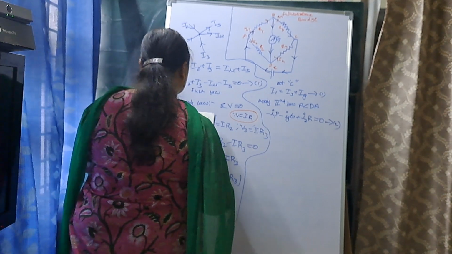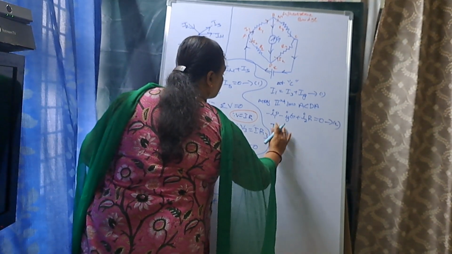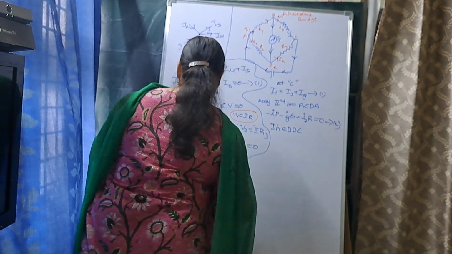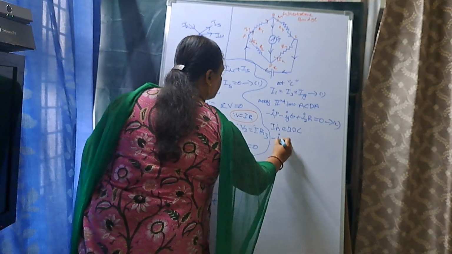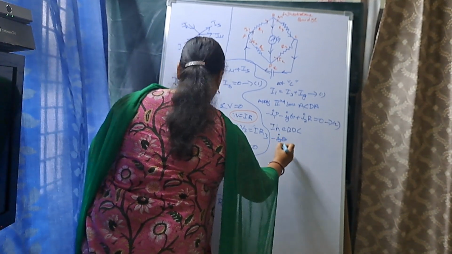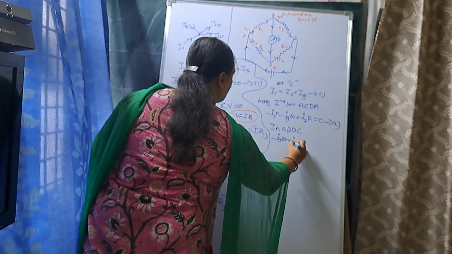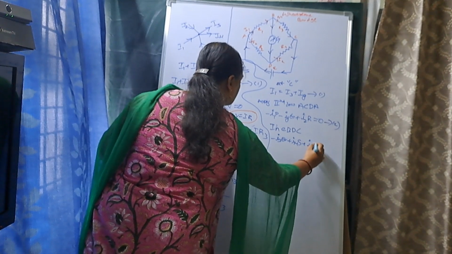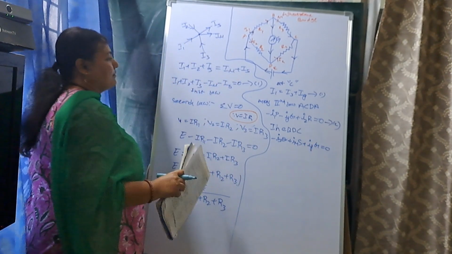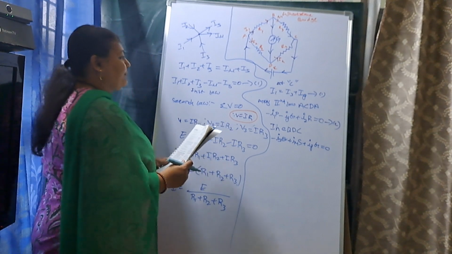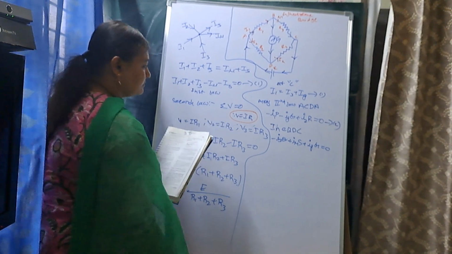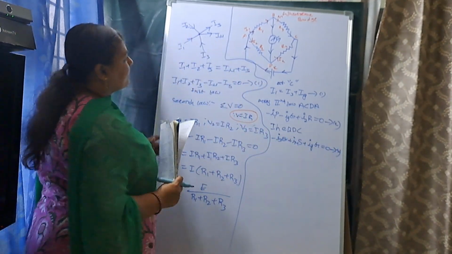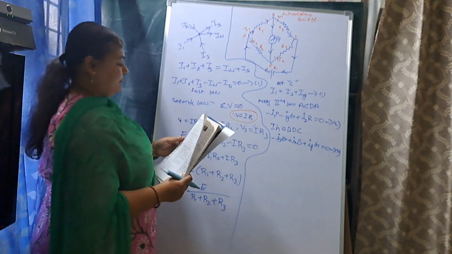Next, closed mesh CBDC. In CBDC, minus I3 Q plus I4 S plus Ig G is equal to 0. So this is equation 3. 3 equations. Fourth equation.